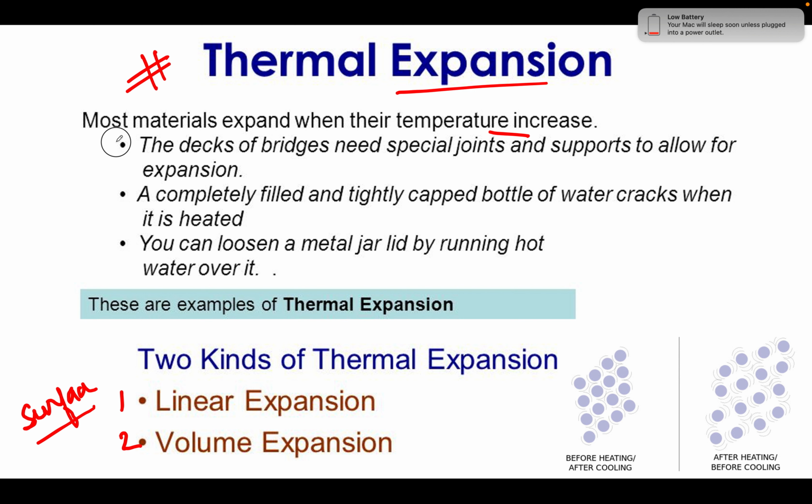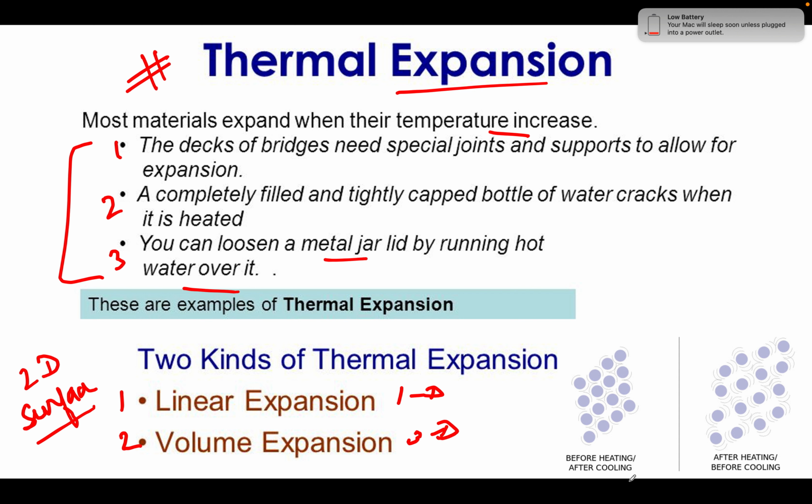For example, decks of bridges need special joints in the supports to allow for expansion. Even a completely filled and tightly capped bottle of water cracks when it's heated. And you can also loosen a metal jar's lid at home by just running hot water over it. So these are examples of thermal expansion which we apply in our daily lives. Here we'll be studying linear expansion and volume expansion. Linear is along 1D, volume is along 3D, and surface along 2D.